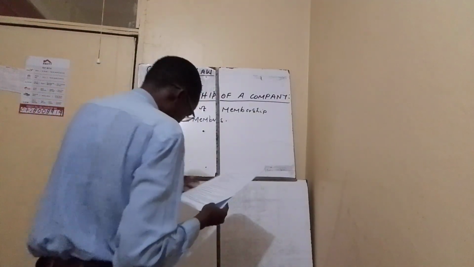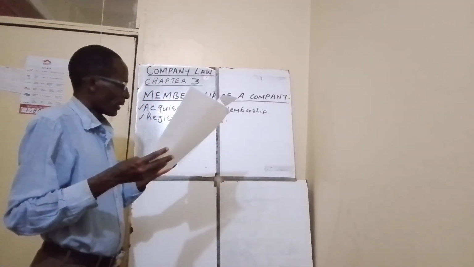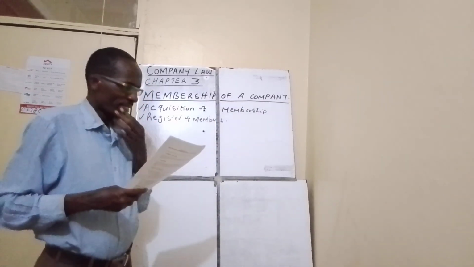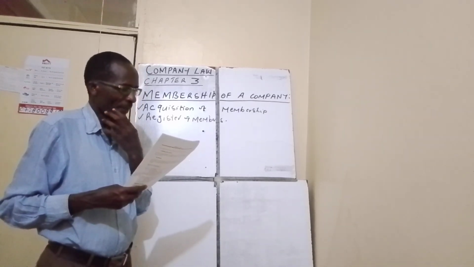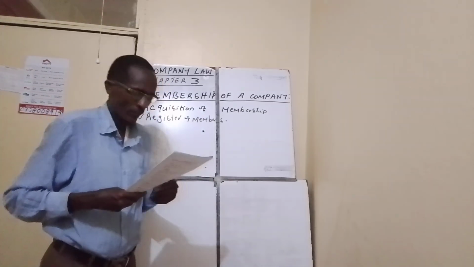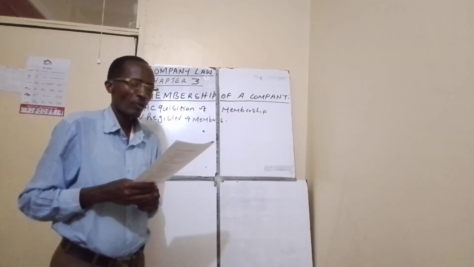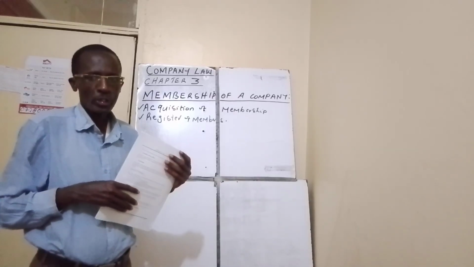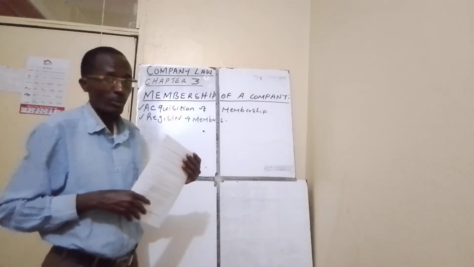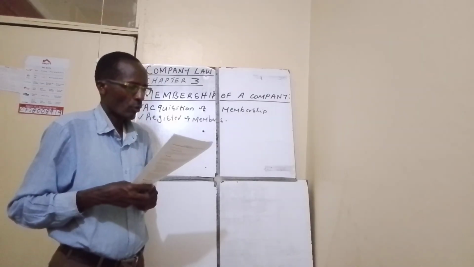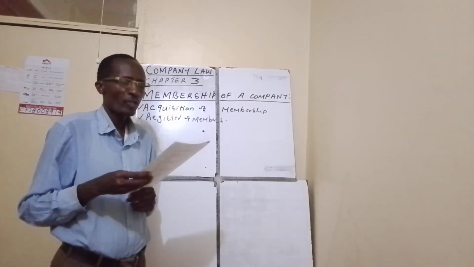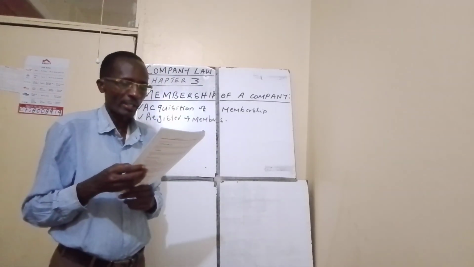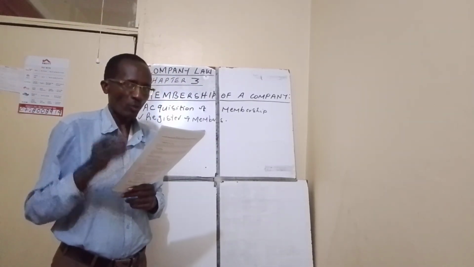Now, with respect to rectification of the register of members, section 118, subsection 1 of the Company Act empowers the High Court to rectify the register of members in 2 ways. So there are 2 ways in which the High Court may rectify the register of members. 1, if the name of any person is without sufficient cause entered in or omitted from the company register of members. So that is 1.